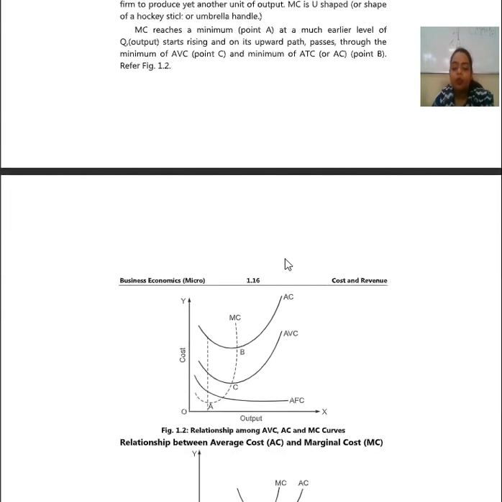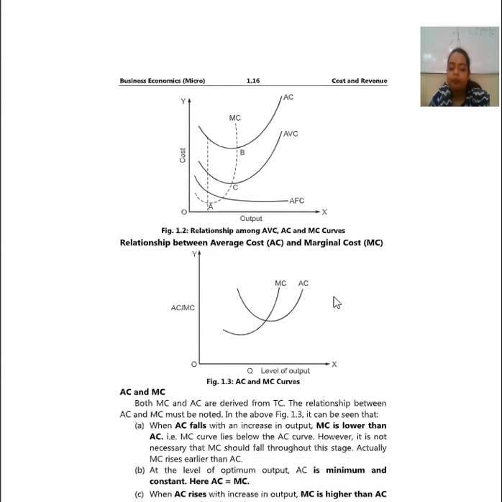Refer to figure 1.2. So in figure 1.2, let us understand the marginal cost curve. As we see, it is somewhat like the shape of a hockey stick or an umbrella handle. So not exactly a U shape but a semi U shape. We can understand that it takes an upward path from point A, the minimum, and then, as the level of output is increased, the average variable cost, that is point C, is at its minimum. So this is about marginal cost.